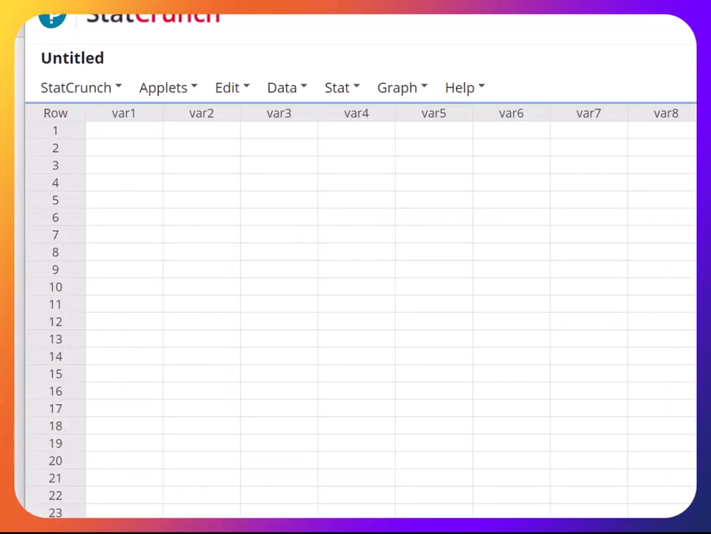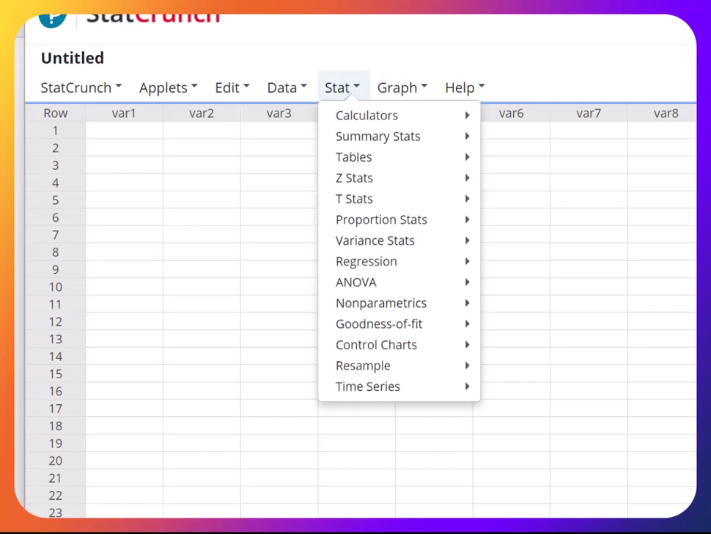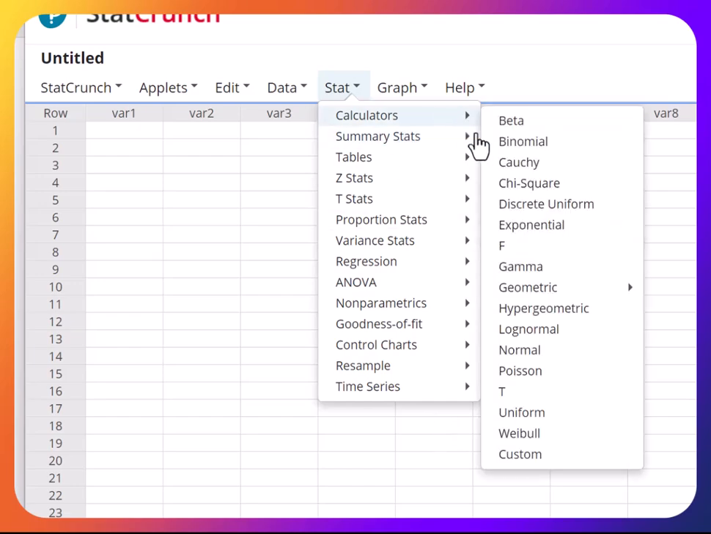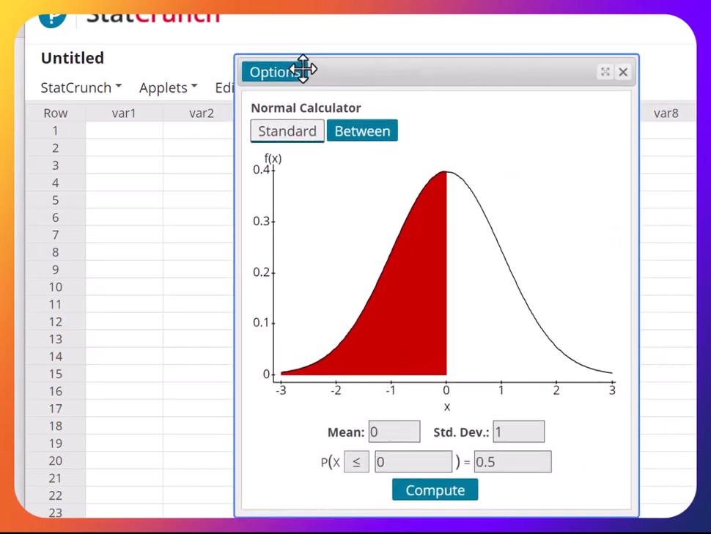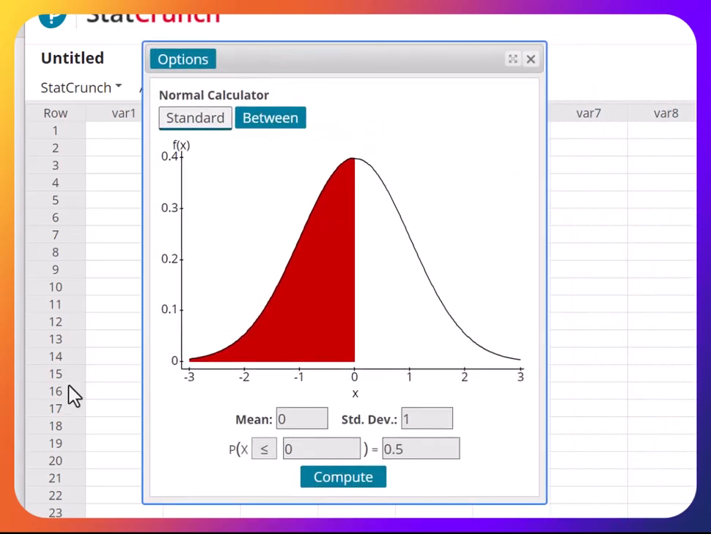To use StatCrunch, you just go to Stat, you go to Calculators, and you select Normal Calculator, and let me just put it in the middle of the screen so then you can see what we're doing here. When it is about z, make sure that the mean is 0 and the standard deviation is 1. So he wants the area to the left of 1.23. To the left means less than. All you need to put is just 1.23 right here.